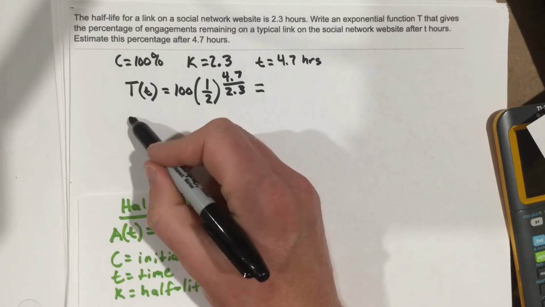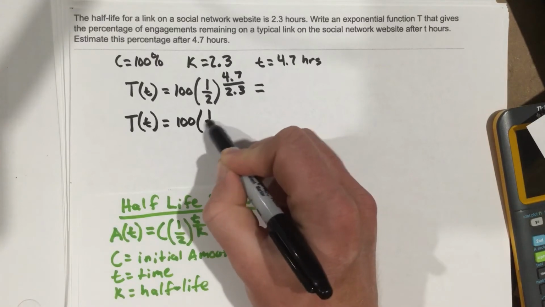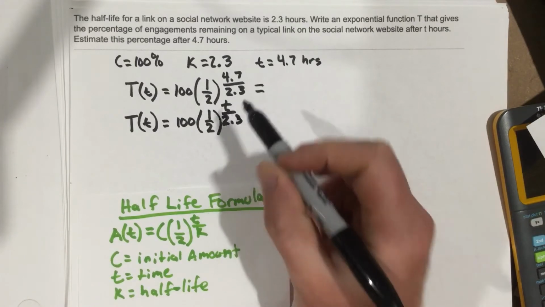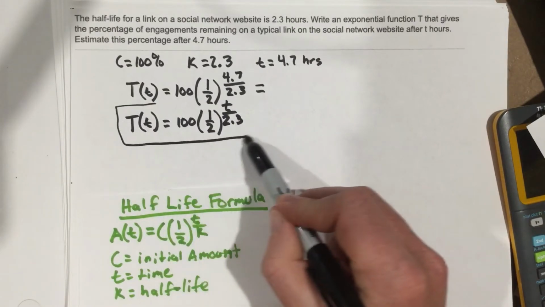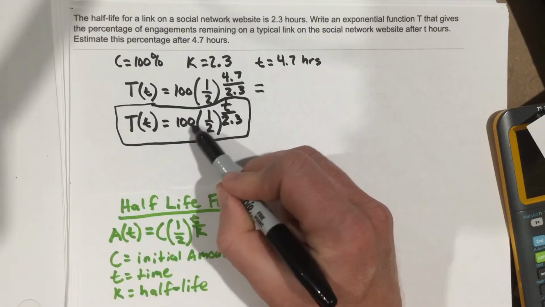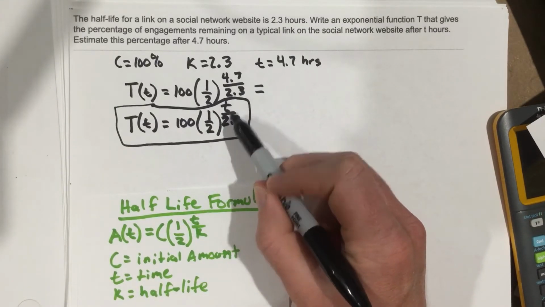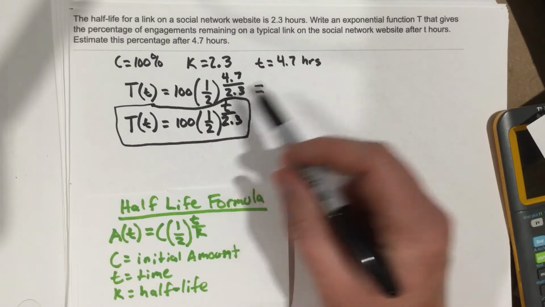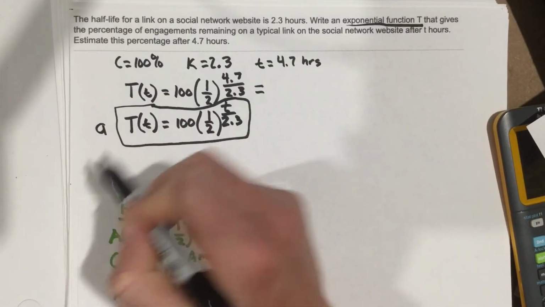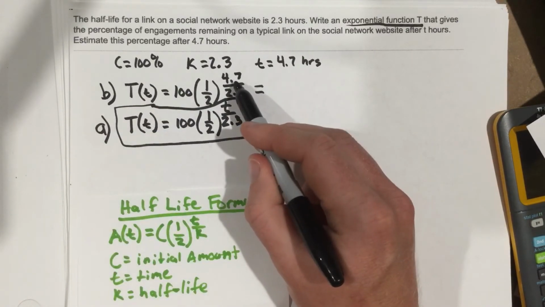So the formula that we're using here is T(t) = 100(1/2)^(t/2.3). Because the only things that don't change are the starting amount, which is 100, and our half-life time. So the t's got to remain a variable. So for that first part, when it says write an exponential function T, this would be like our part A. And then our part B is this function up here with an input of 4.7.